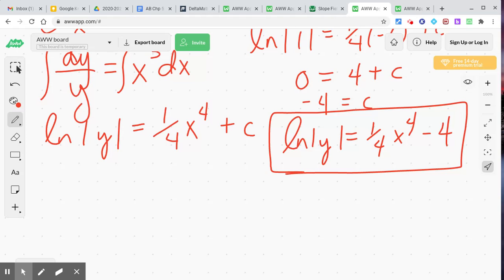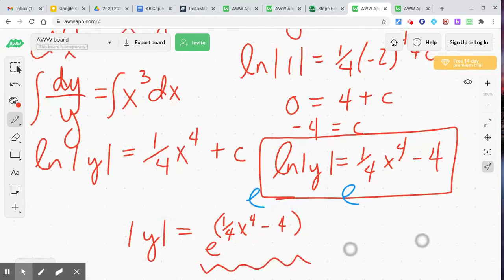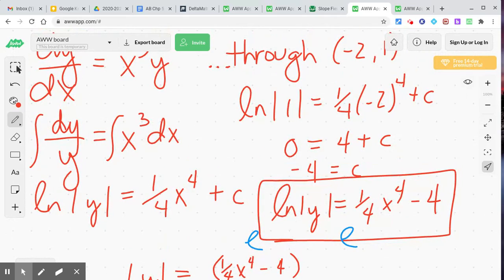And be careful. When you exponentiate both sides, you're raising both sides and making both sides a power of e. But what doesn't happen here is the absolute value doesn't magically disappear. You end up with the absolute value of y equals e to the 1/4 x to the 4th minus 4. And technically speaking, this is all in the exponent here. Now, this value is always positive. On the right-hand side, e always spits out a positive output. But the problem is, if you remember, I need this to go through the point (-2, 1).